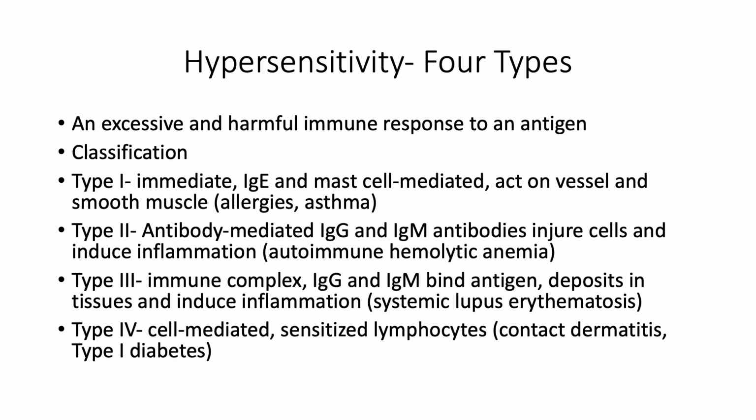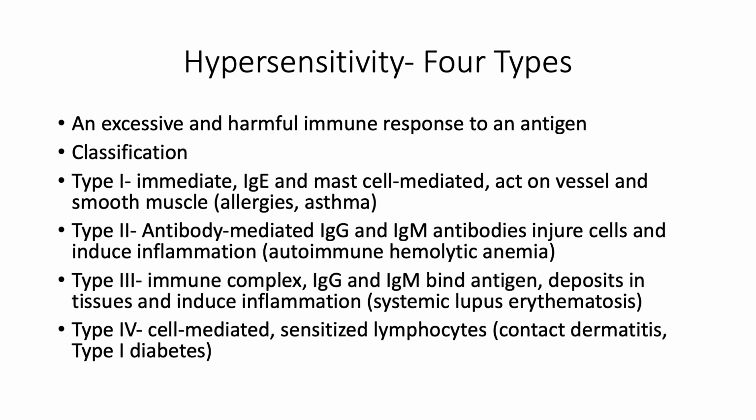There are 4 types of hypersensitivity. This is an excessive and harmful immune response to an antigen. The classification: type 1 is immediate. This is mediated by IgE and mast cells. They act on vessels and smooth muscle. This is seen in allergies and asthma.